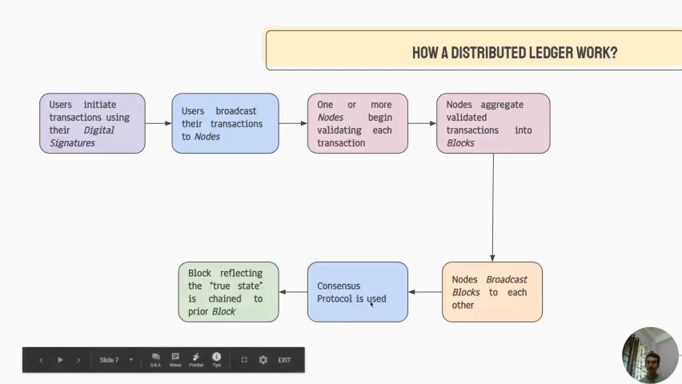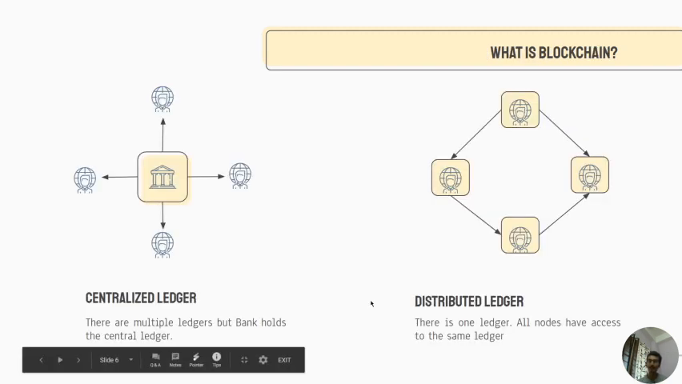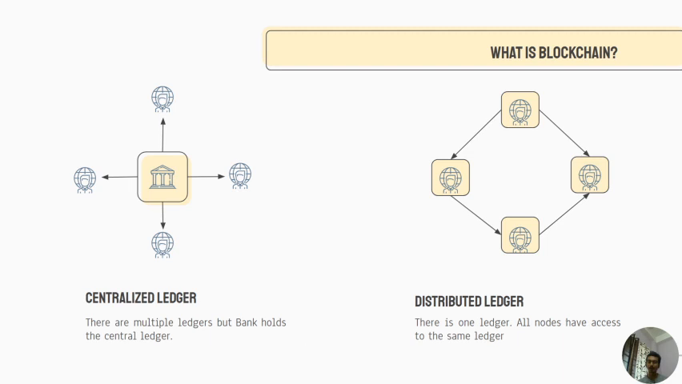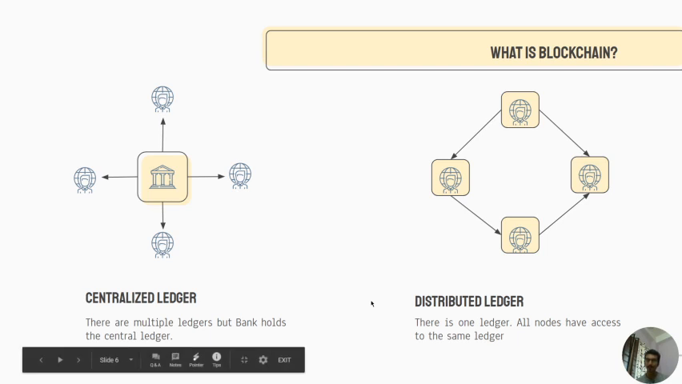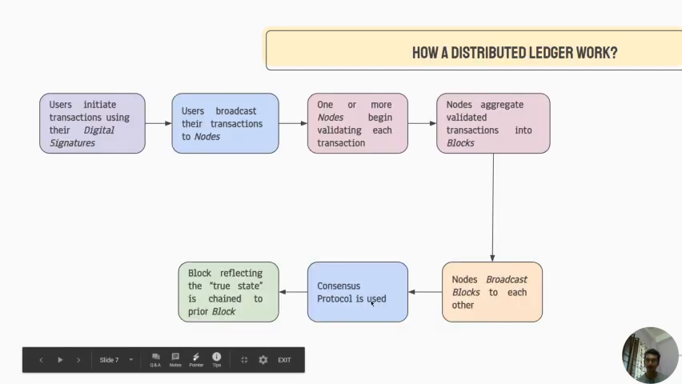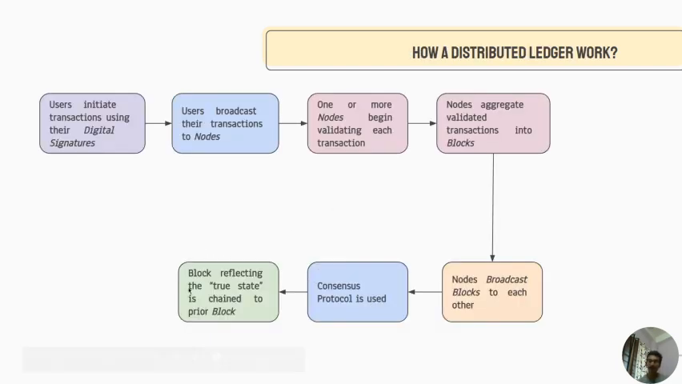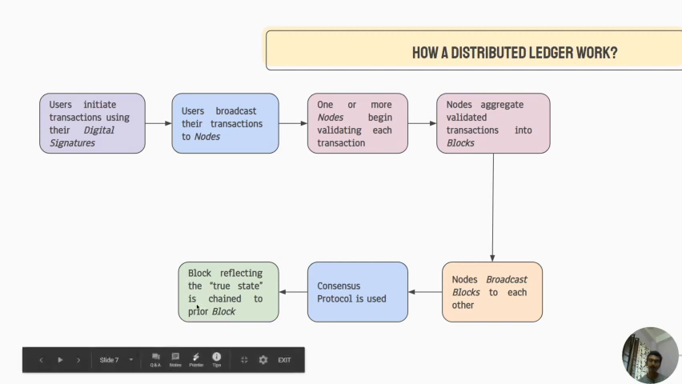A consensus protocol is used, which basically means that the nodes out here don't have any centralized server or, compared to the real world, a leader or a manager. They don't have anything like that. So they have to follow some kind of protocol to come to a point to say it is valid: am I right, am I wrong. So some kind of consensus protocol is used to mine or store the information in the blockchain. And after it is done, the block reflecting the true state is chained to the prior block.